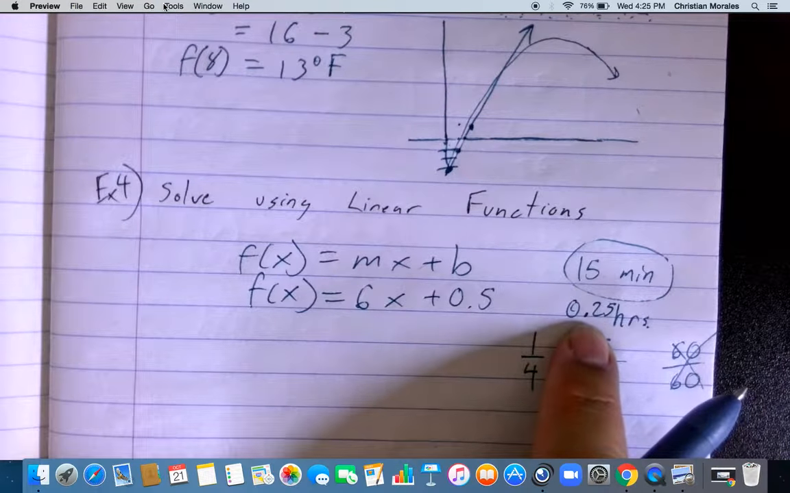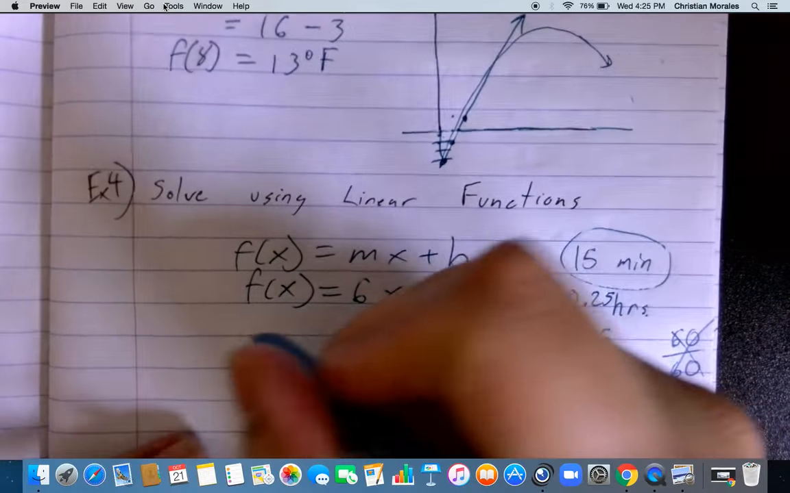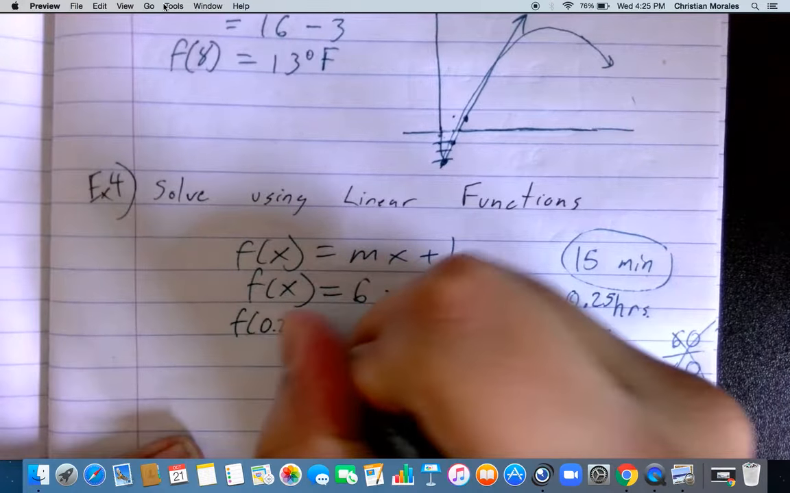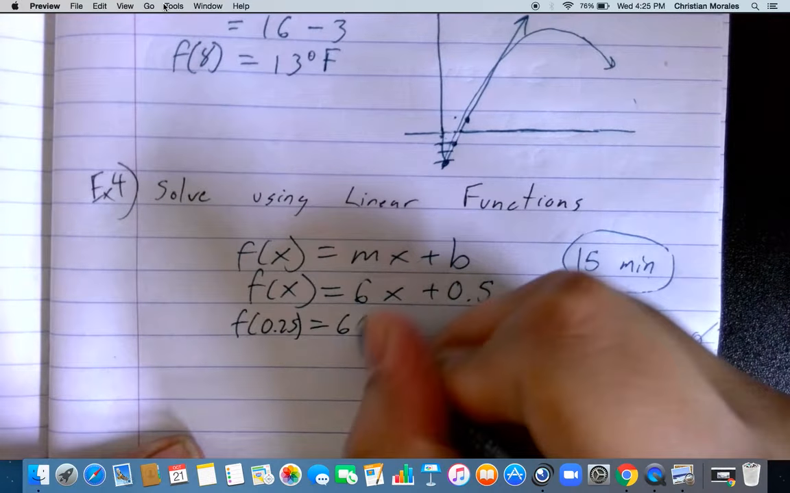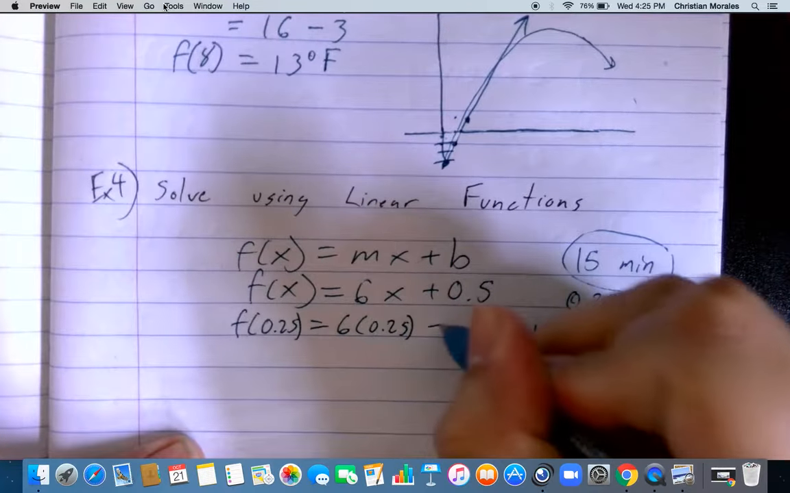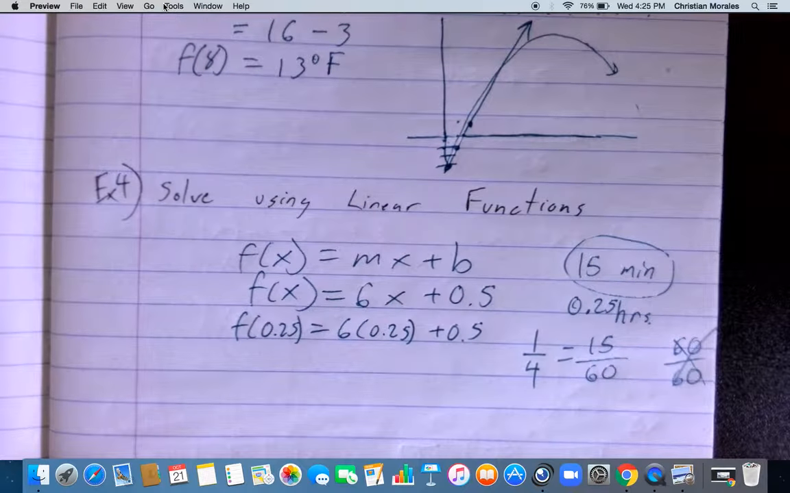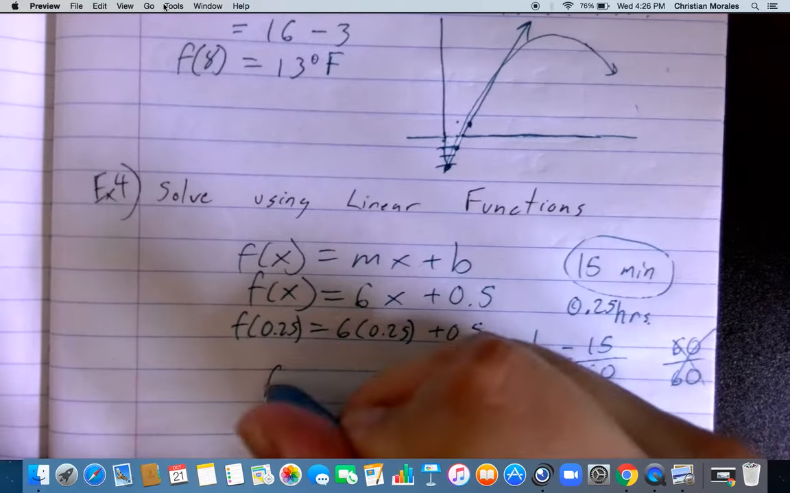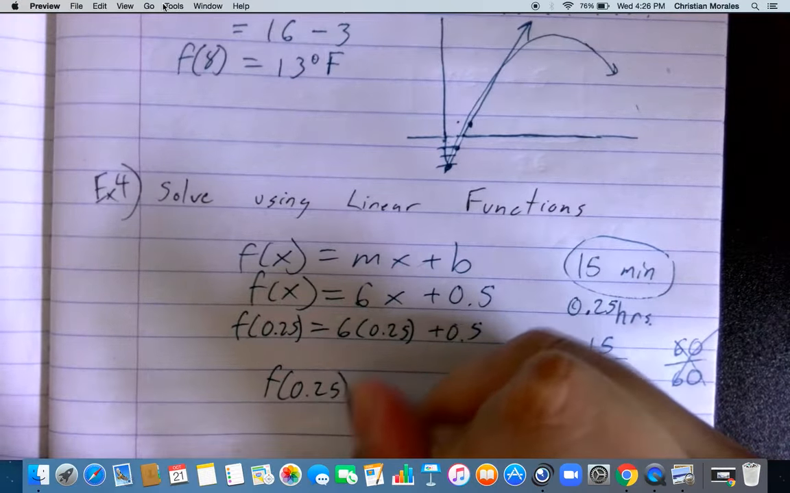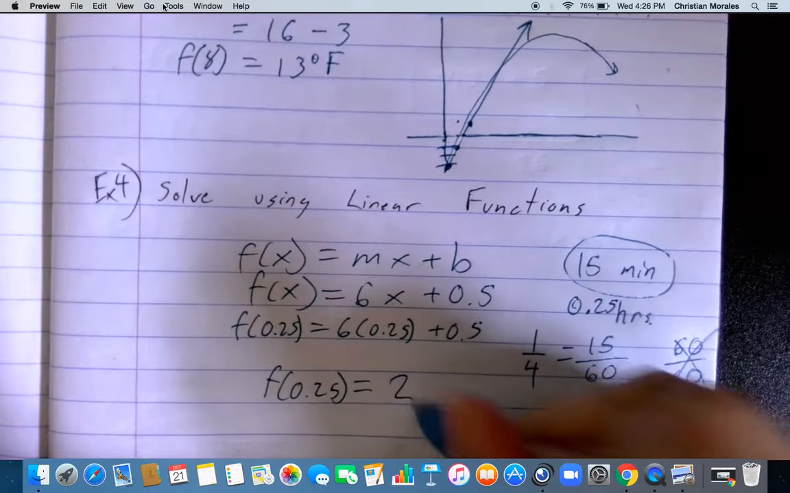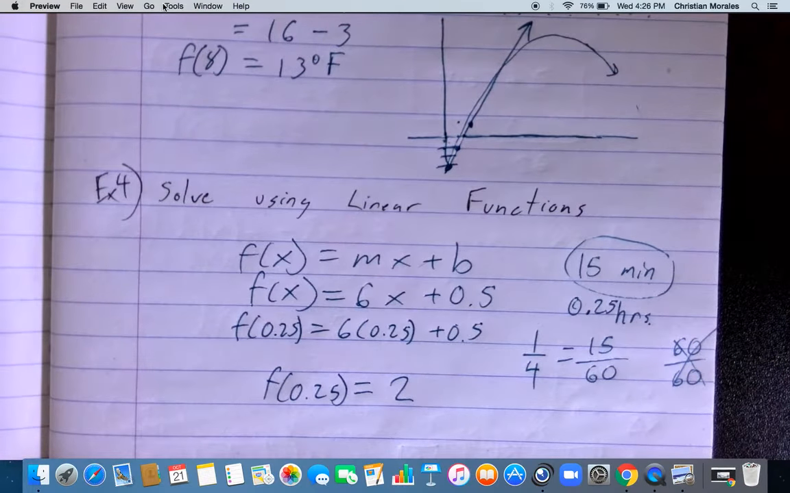So this is what we're plugging in. We're plugging in 0.25 into this. So my x, and I'm going to use a calculator. So it is 6 times 0.25 plus 0.5, and my answer after a quarter of an hour is 2 miles. That's how far up the mountain the person would be. And that's the answer.